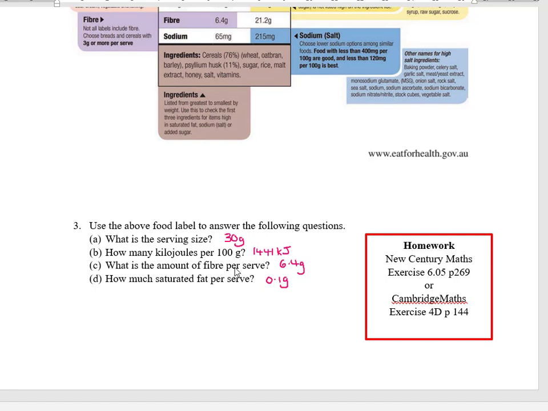What is the amount of fibre per serve? Well, there's 6.4 grams of fibre. And also how much saturated fat per serve? It says 0.1 grams. And that's all there is. I'll see you later.